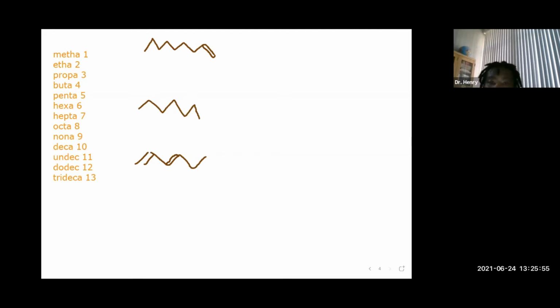So, wait. How many carbons do we have? We have 9 carbons. Okay, let's count them. So if we go this way, that's 1, that's 2, that's 3, that's 4, that's 5, that's 6, that's 7, that's 8, that's 9. So we have 9 carbons. So are we going to do numbering this way, or are we going to start at the other end? We're going to start at the other end. So I should have started at the other end. Darn it.